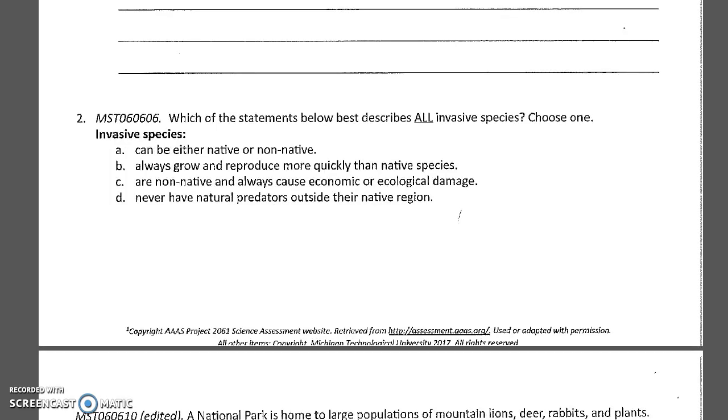Number 2. Which of the statements below best describes all invasive species? Choose one. Invasive species, A, can be either native or non-native. B, always grow and reproduce more quickly than native species. C, are non-native and always cause economic or ecological damage. Or D, never have natural predators outside their native region.